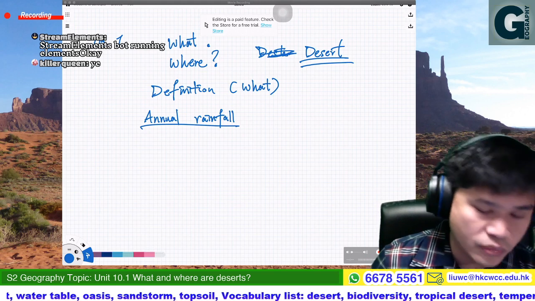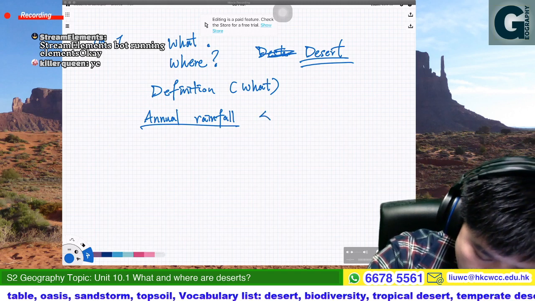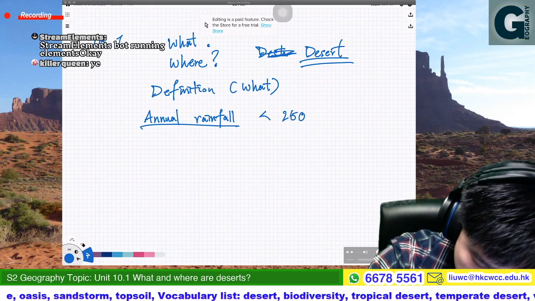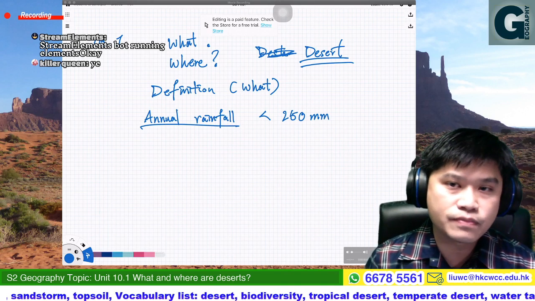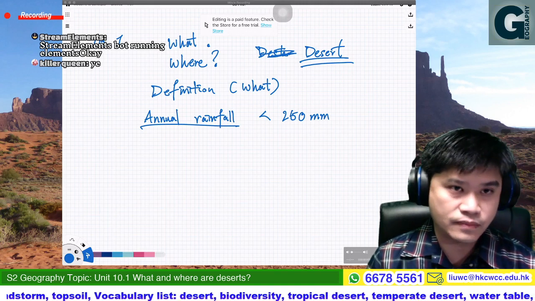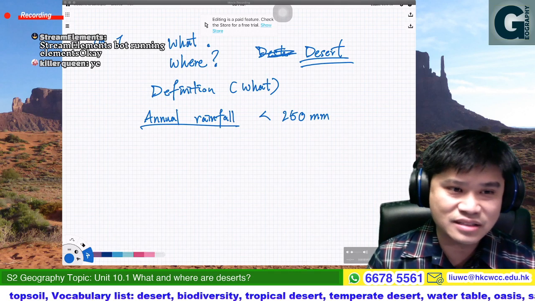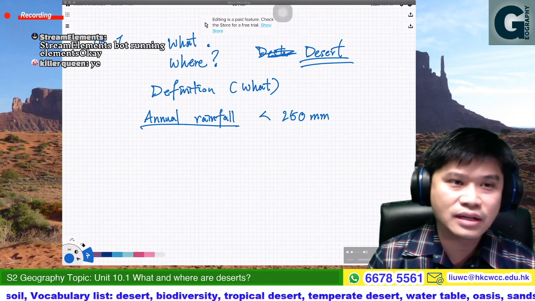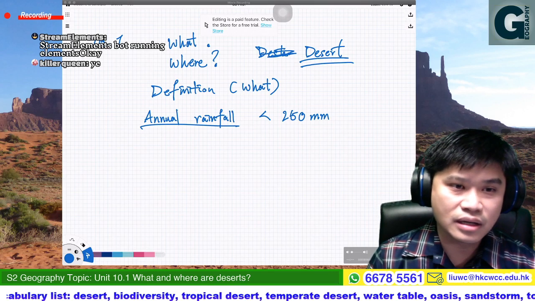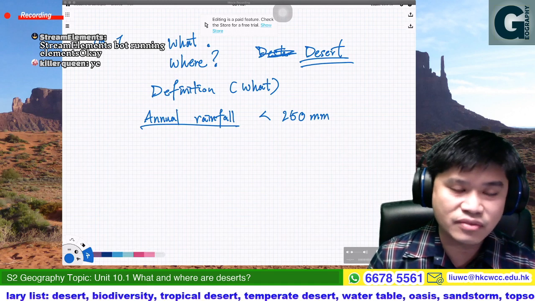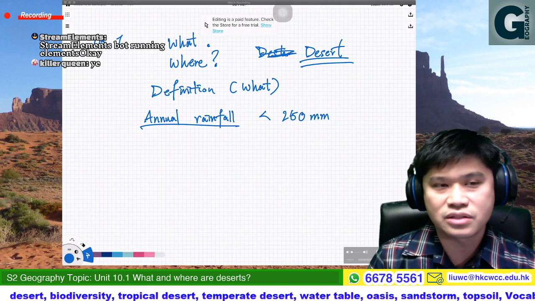I hope you still remember what is that's it. That is when the annual rainfall is lower than 250 mm, then for that kind of place, we may call it desert. So I always mention, is Hong Kong like a desert? Of course, no. Hong Kong is not a desert. It is because the annual rainfall in Hong Kong is much higher, sometimes even higher than 2,000 mm. Then Hong Kong is not a desert.